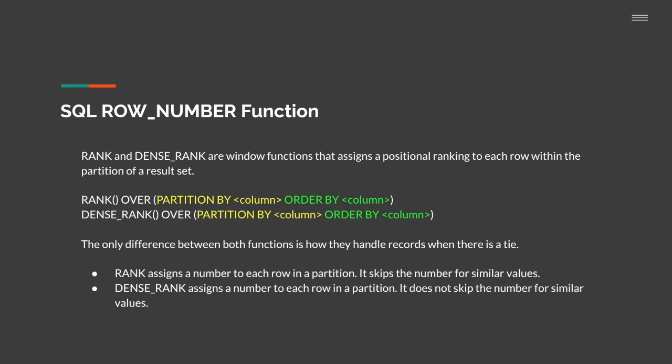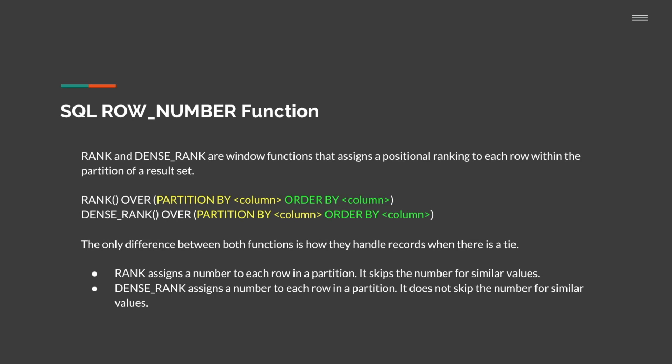So similarly, for the dense rank function, the syntax is the same, with the only difference being the initial keyword to start off the function, with that being dense underscore rank. Now, both functions operate very similarly. The only difference between the functions is how they handle records when there is a tie.